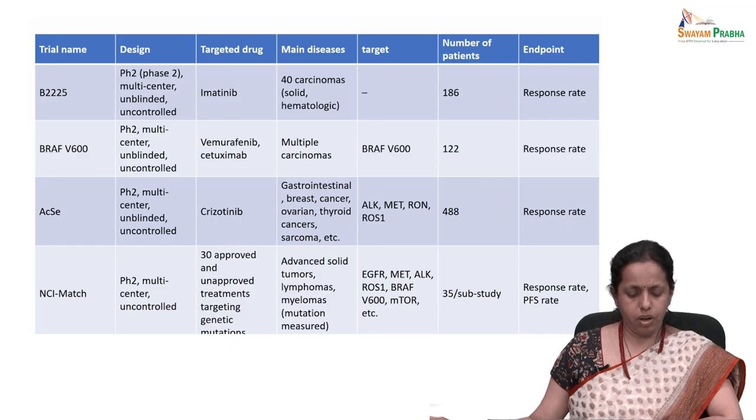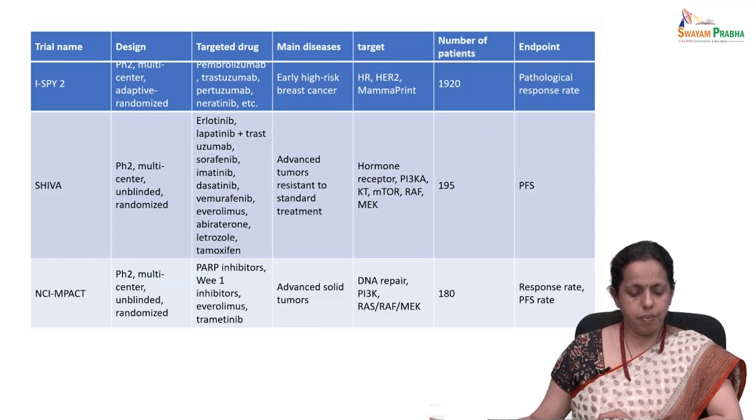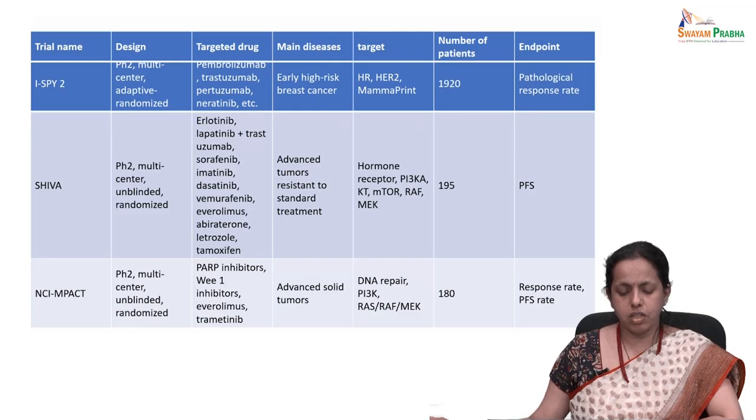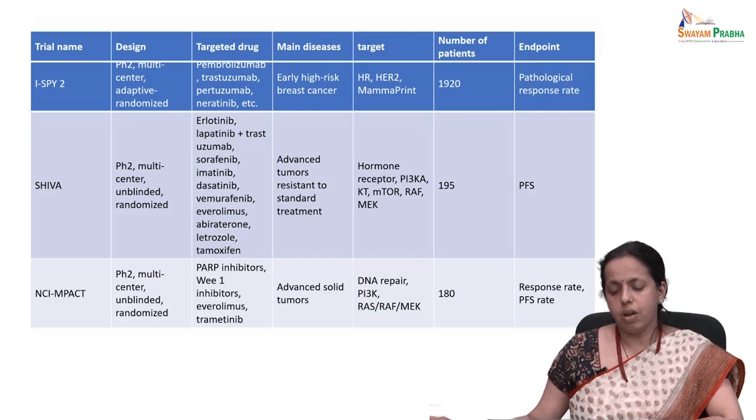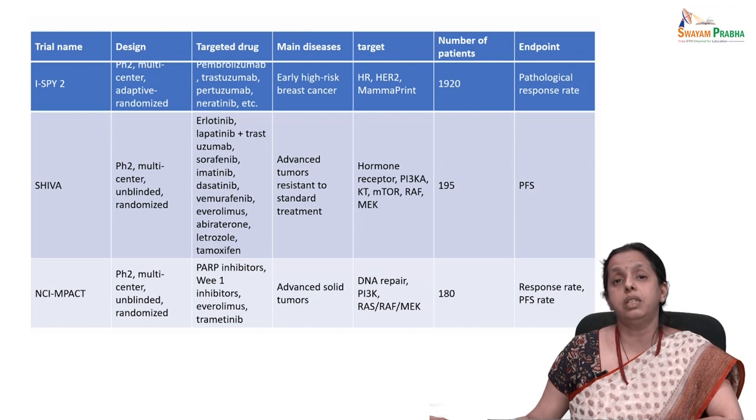So for your lymphomas, melanomas, and then you have your I-SPY 2, SHIVA, and the NCI-MATCH. This one is for different drugs like erlotinib, for ALK mutations, then lapatinib, trastuzumab, sorafenib, imatinib, dasatinib, vemurafenib, all these drugs, tamoxifen, and then you have the different targets. This is for all advanced tumors which are resistant to standard treatment. What is the endpoint here? They assessed 195 patients who were enrolled, and it is progression-free survival. This is how they have employed different clinical trials.